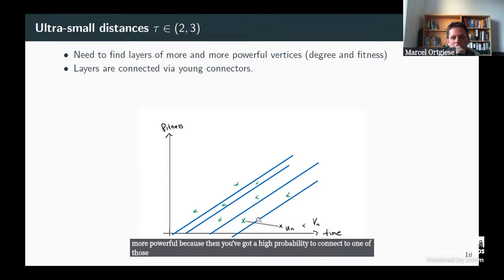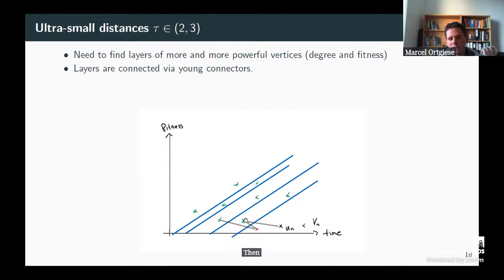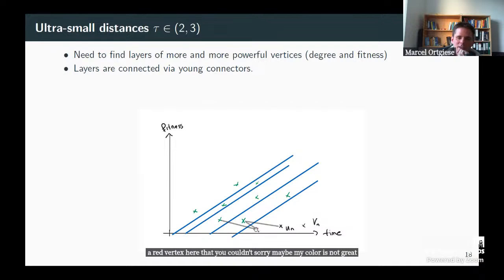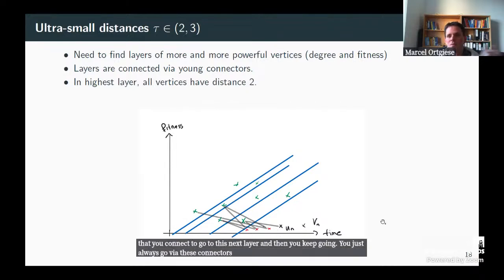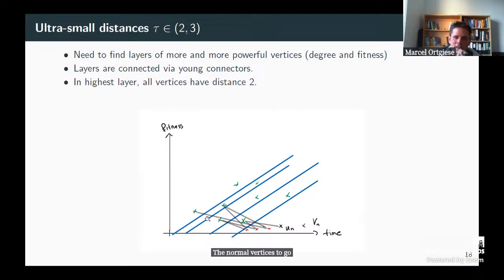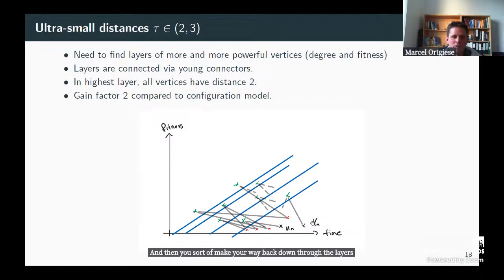Okay, you connect to one. That's the first step. Then you try to connect this layer to one layer up, which has even more powerful vertices. In order to do so, you need these connectors. So you find a typical vertex, a red vertex here, sorry, maybe my color's not great, that you connect to in order to go to this next layer. And then you keep going. You always go via these connectors, the normal vertices, to reach higher and higher layers in this construction, until you get to a point where all the vertices have distance 2. In this highest layer, everyone is not directly connected, but connected via one vertex. Then you make your way back down through the layers until you reach your vertex.